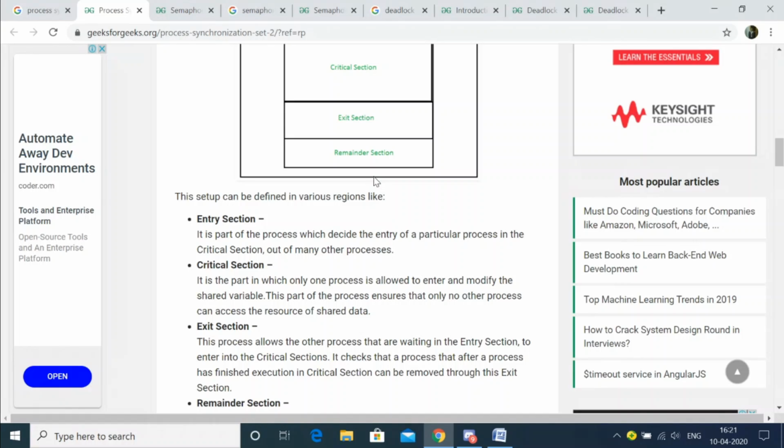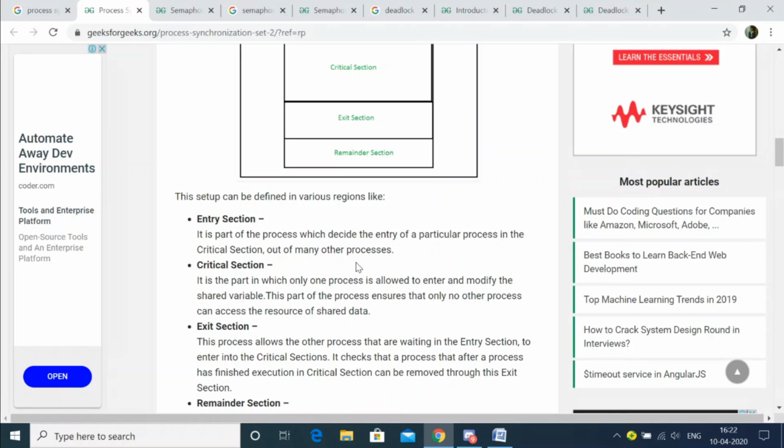So suppose we have reached a part with the shared variable. Before that, there should be code which will tell the operating system that this process is ready to be put into the critical section. So there will be code in the program, called the entry section. The moment that code is scanned, the OS is notified that this process has to be put into the critical section.